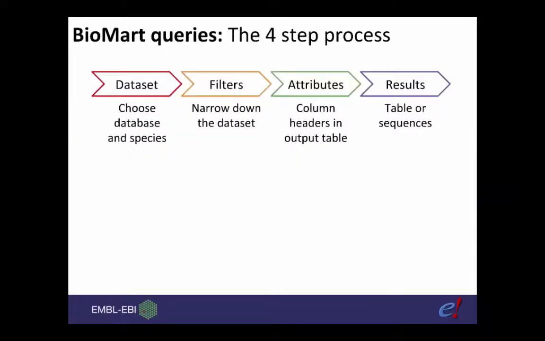If you want to build a BioMart query, there's a simple 4-step process that you need to follow. Firstly, you need to define your data set. You have to choose the database you want to access and what species you're starting off with. Then you apply filters, which narrow down the data set, and then attributes, which is essentially what you want to learn about the data that you're filtering. And then you can find your results, where you can download and export the data.